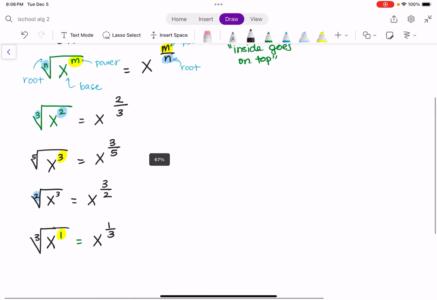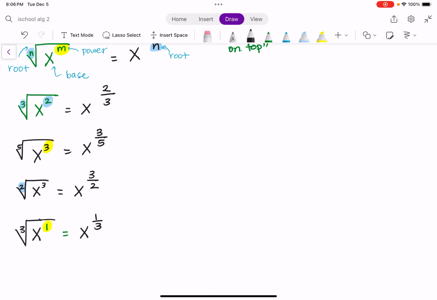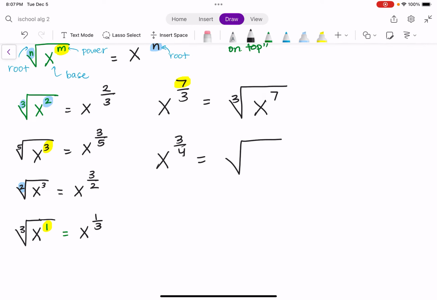Okay? And then similarly, we can go the opposite way. Let's say we had x to the power of 7 over 3, and I want to rewrite it in radical form. Well, inside goes on top, so the top is 7, so I have x to the 7th on the inside, and 3 on the outside. The 3 is the root, right? Let's do another example. Let's say I have x to the power of 3 over 4 equals, and I want to make it a radical. Again, the inside goes on top. So x to the 3 is on the inside, and 4 is on the outside, okay?